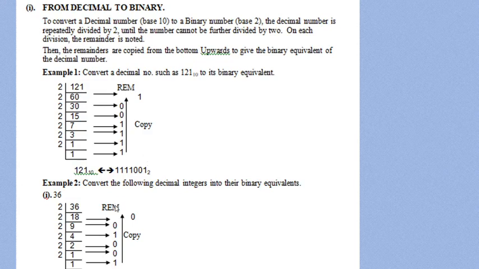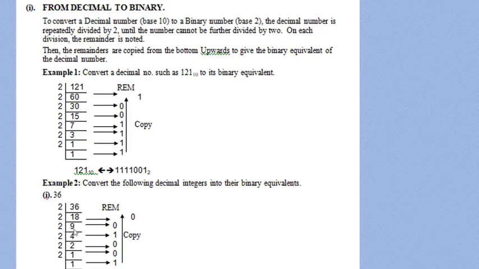Then we have example 2. Convert the following decimal integers into binary equivalents. We have 36. Therefore, 36 divided by 2, it is completely divisible. Therefore, you write 0, you get 18. 18 is completely divisible by 2. Therefore, you write 0, then you get 9.